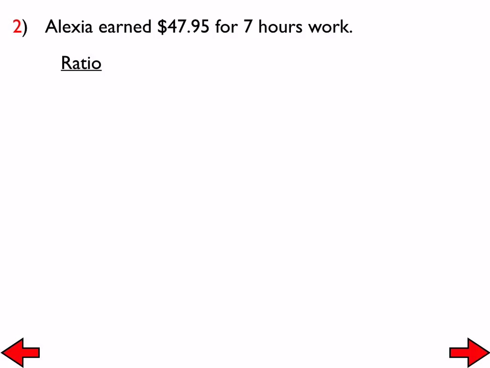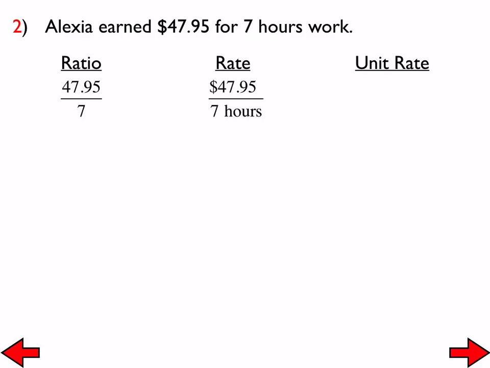So the ratio, of course, would be 47.95 over 7. The rate would be $47.95 for 7 hours. I'm going to let you take it from there. Find the unit rate.